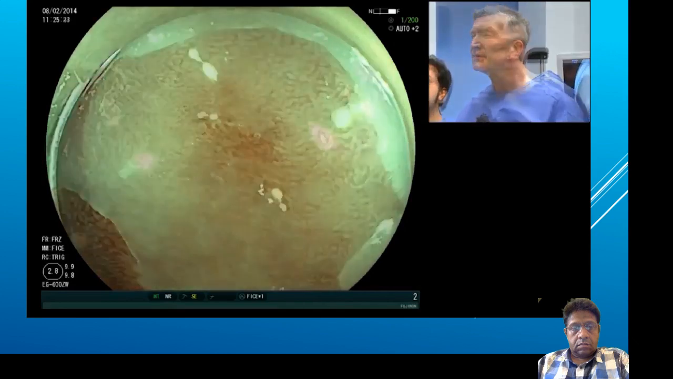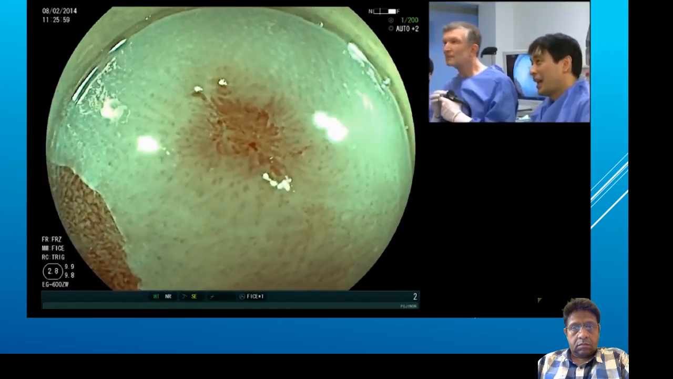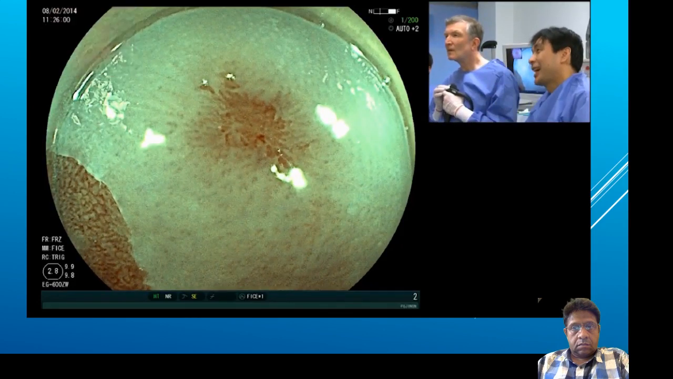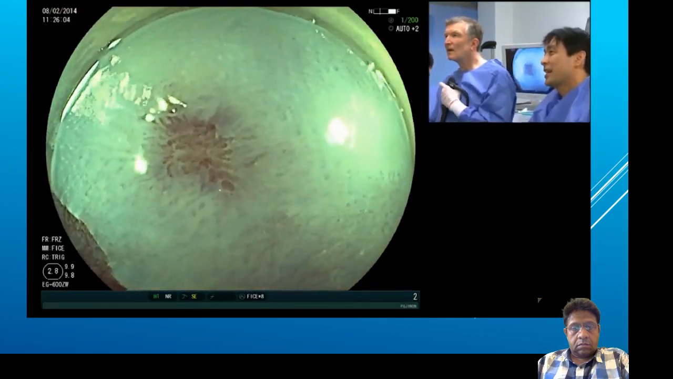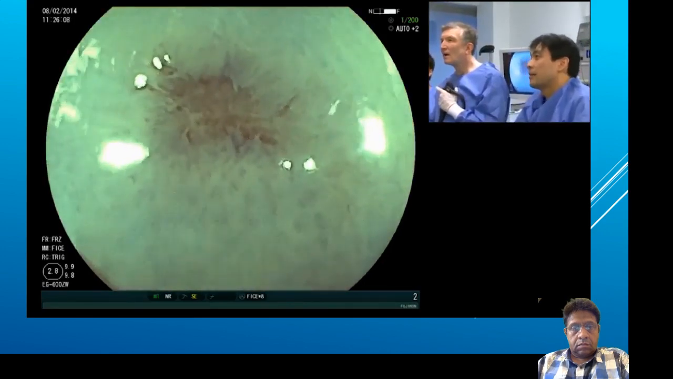Dr. Fujishiro, yes. You don't like this island, huh? Yeah, I don't like. This looks like this plastic change building under the squamous epithelium.